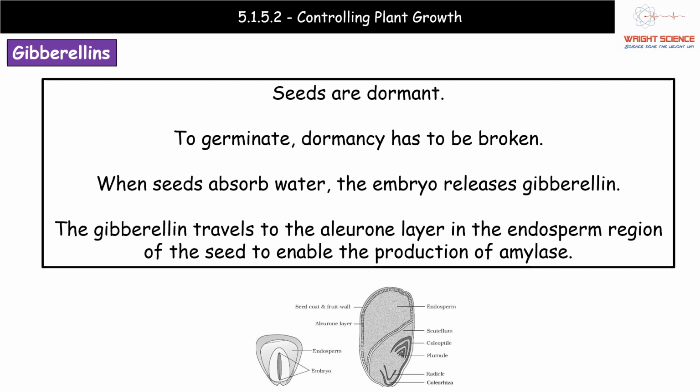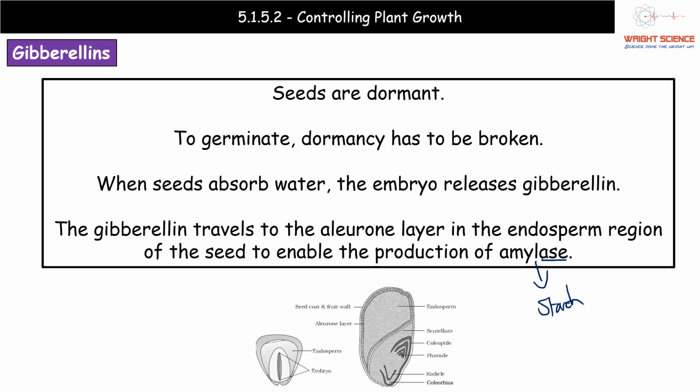And when seeds actually absorb water, and obviously they're only going to be doing this when the conditions are more favourable, i.e. the ground isn't frozen, etc., then the embryo is going to release gibberellin. So what we can see here is that it's that process of absorbing water by the seed that leads to the gibberellin being produced. The gibberellin is then going to travel into the aleurone layer in the endosperm region of our seed, and it's there that it's able to produce amylase. And hopefully remember that amylase is an enzyme, we know that because it ends in ASE, and that is going to obviously be able to break down the starch grains that are stored within the seed.